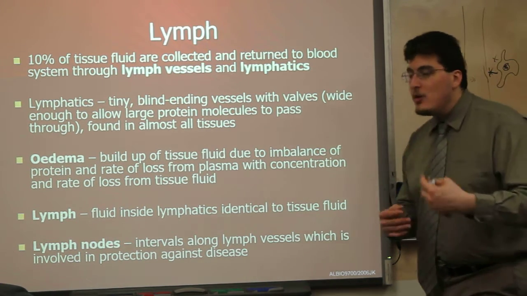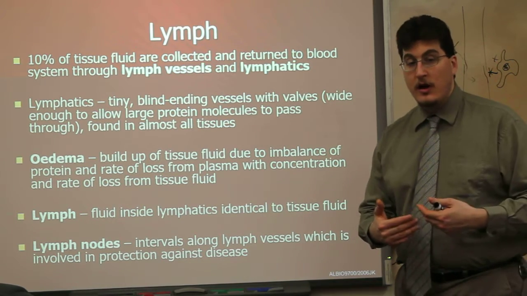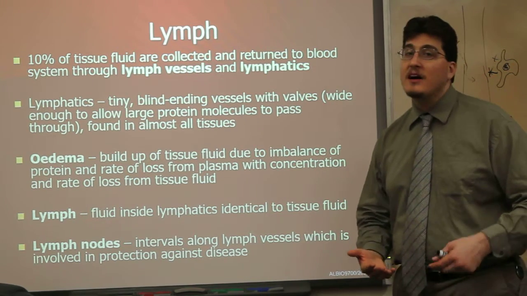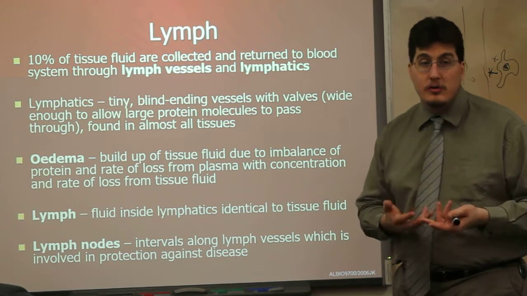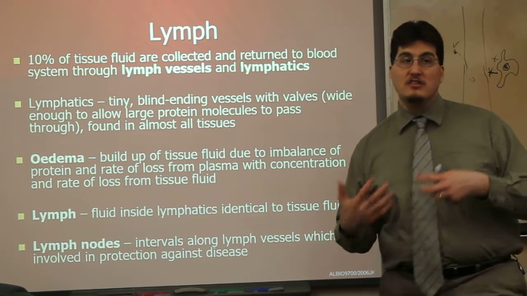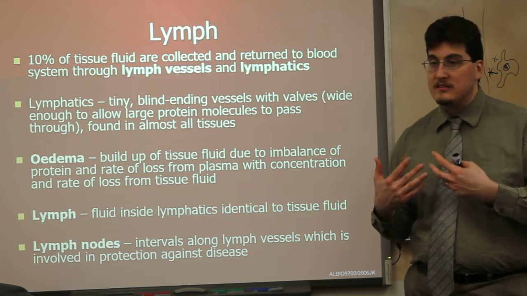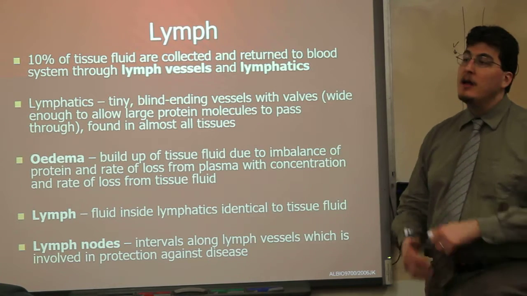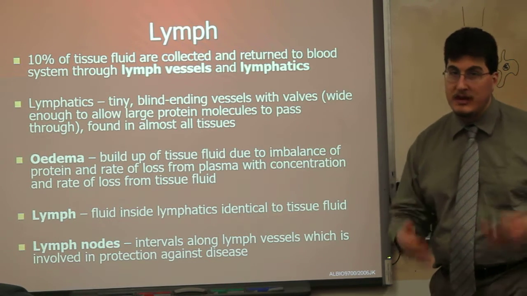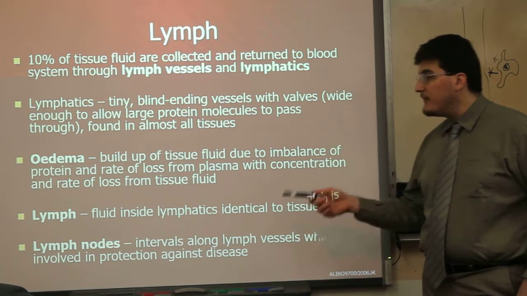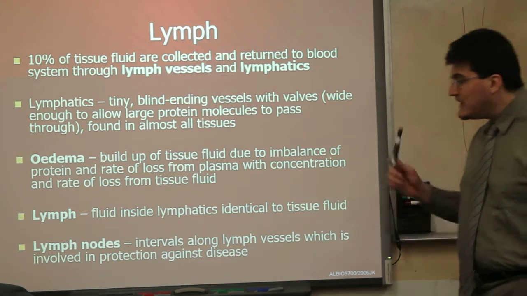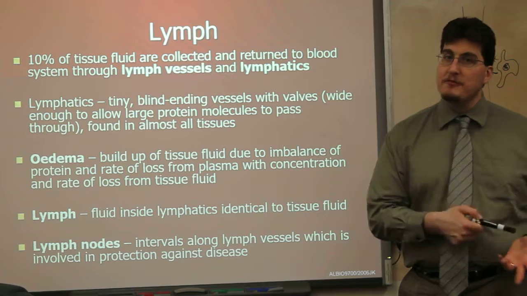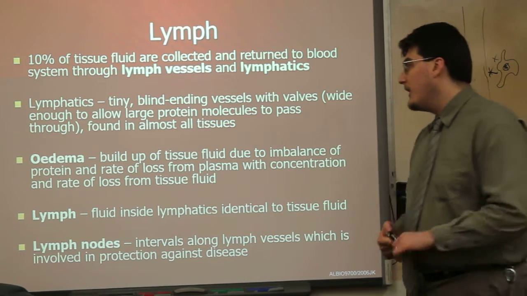So whenever you have too high of a blood pressure and not enough osmosis drawing that tissue fluid away, or you have a blockage in the lymphatic ducts that's allowing too much fluid to accumulate, or any imbalance that causes fluid to accumulate in the tissue beds, that's going to be edema. There are different kinds of edema, but in general, it's just an accumulation of fluid in the tissues. So lymph is the fluid inside the lymphatics, and it is identical to tissue fluid because it is tissue fluid. It just came from tissue fluid.